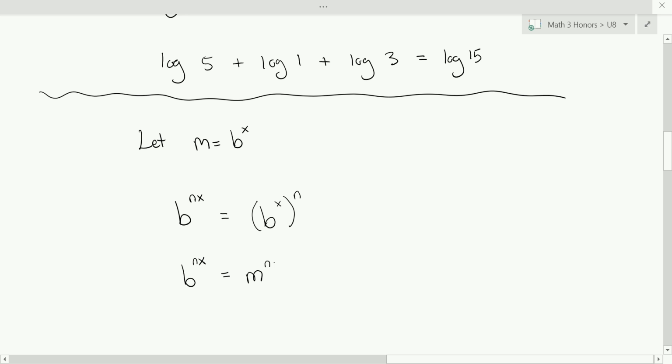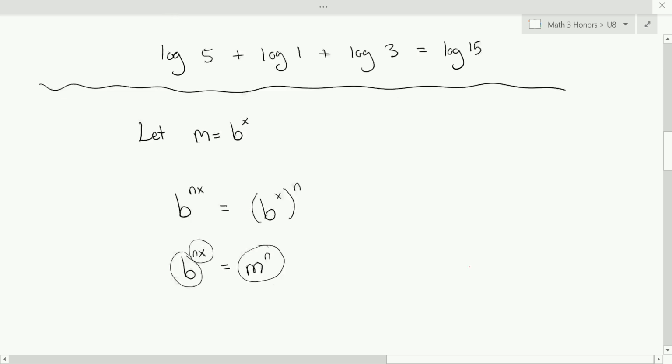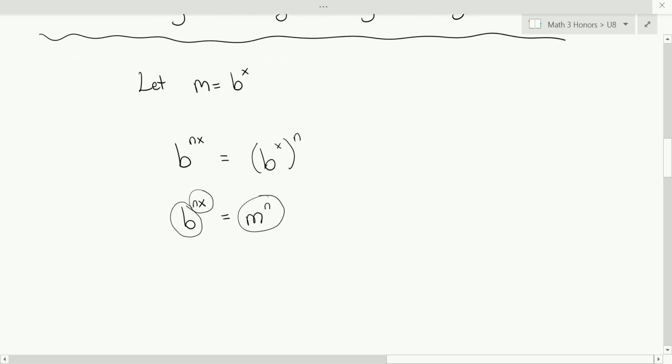And we're going to do what we did last time. We're going to change it out of exponential form into log form. And here's how we're going to do it. We're going to view this as our base, this as our power, and this as our argument. If we do that, what are we going to get? Atticus, what do we get? Log base b of m to the power of n, that's our argument, is equal to n times x.